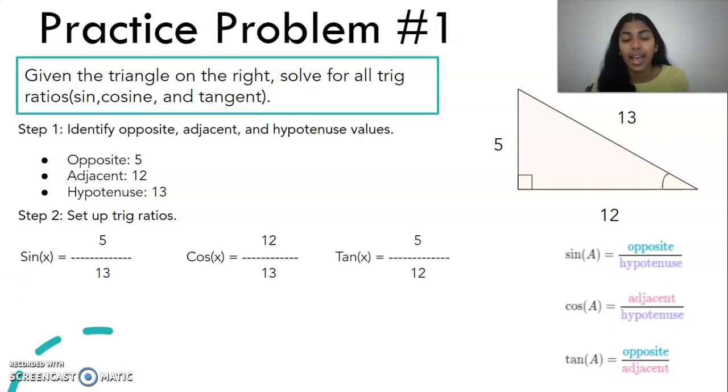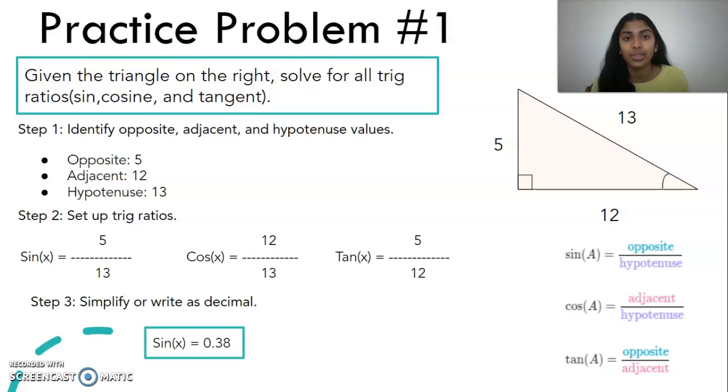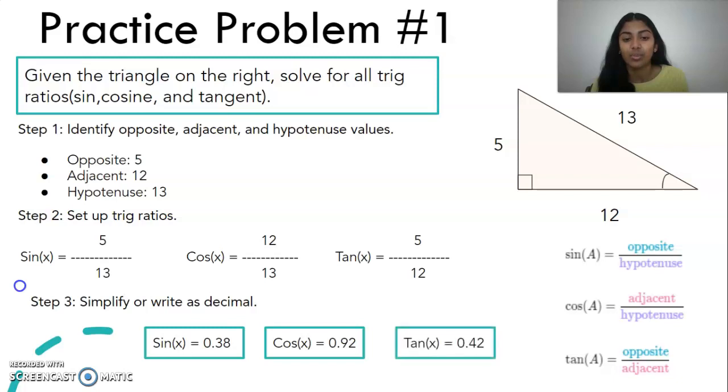Now your teacher may ask you to simplify further or write them as a decimal, and you should do what your teacher says. But for this problem, we will simplify them to be decimals. So sine is equal to 0.38, cosine is equal to 0.92, and tangent is equal to 0.42. This problem was fairly easy, and it just built upon concepts we learned earlier. Let's do a slightly harder one.